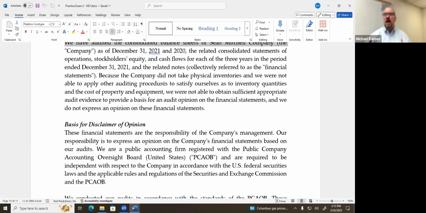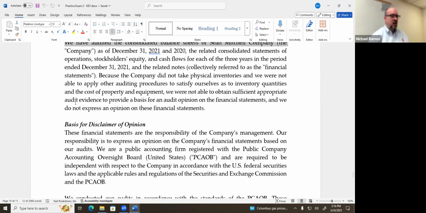Whenever there's something that's not an unqualified opinion, there has to be one or two paragraphs immediately following the opinion paragraph that explain the nature of this issue. So there needs to be more detail as to what the issue is with the inventory quantities and the property and equipment that we cannot satisfy ourselves with. What did we try to do? What were we unable to do? What were the dates? What were the areas in the financial statements?